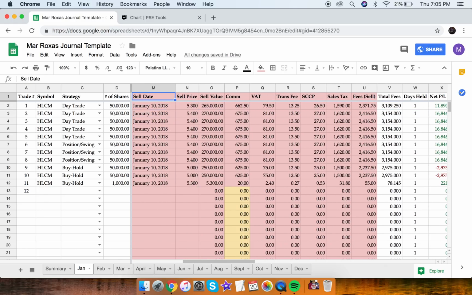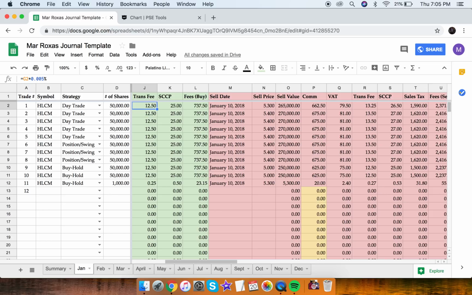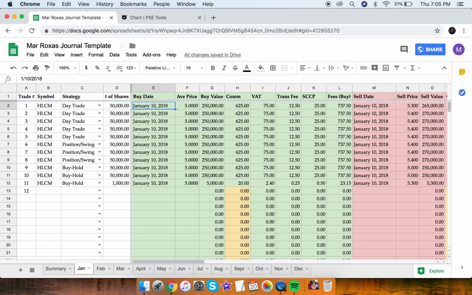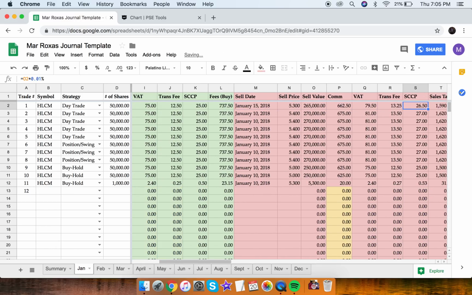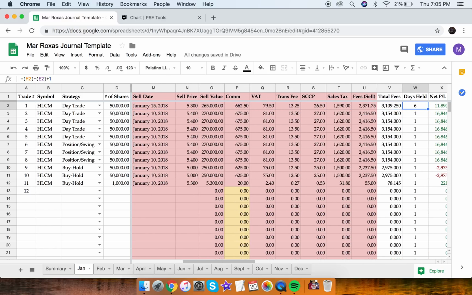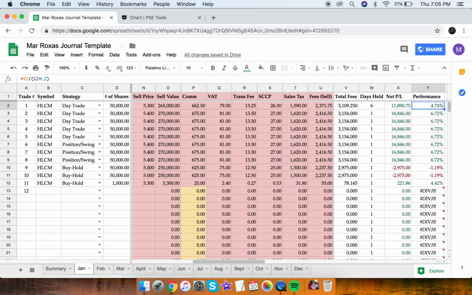Anyway, bigyan natin ng example. Kunwari ito is, binili mo ng January 10, binenta mo naman ng, say for example, January 15. Ilang days yun? 6 days mo hinawakan. Kasi yung day nung 10, counted na rin yun. So, 6 days mo hinawakan yung stocks na yun, and kumita ka ng 4%.